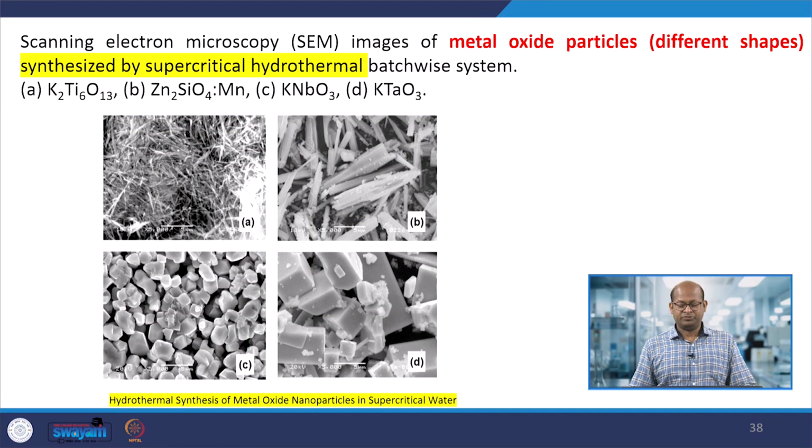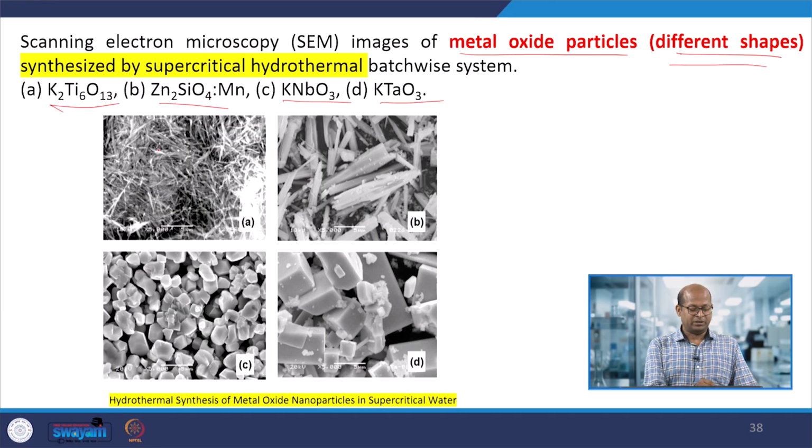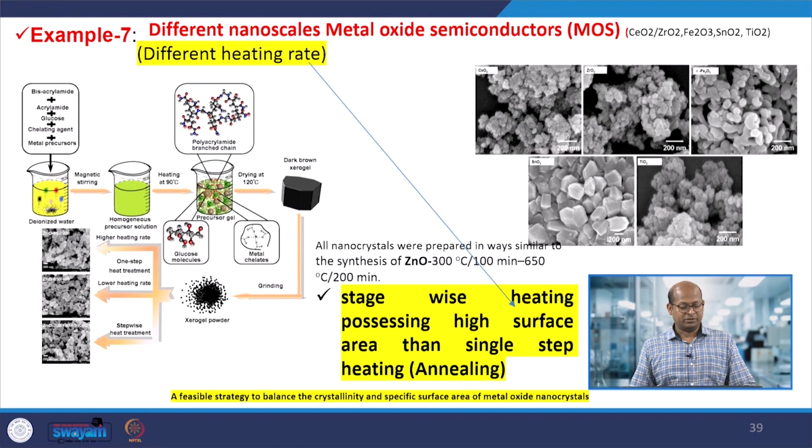Here also different metal oxides were prepared by supercritical hydrothermal methods. One particular material gives a particular structure; this material is giving it like this. Different metal oxides were taken and their structures and shapes are also different.